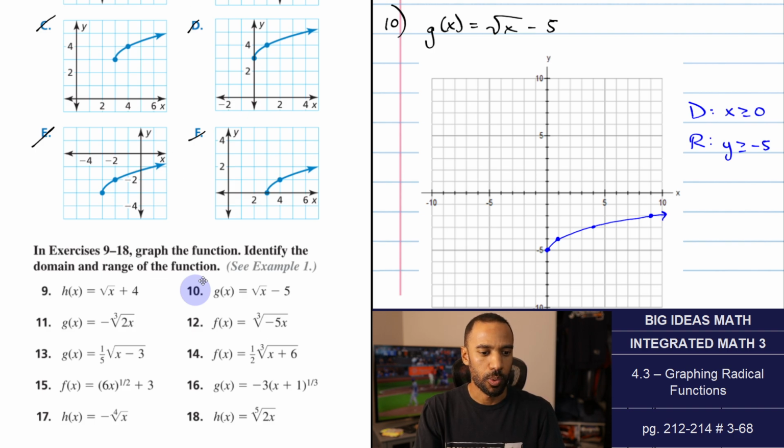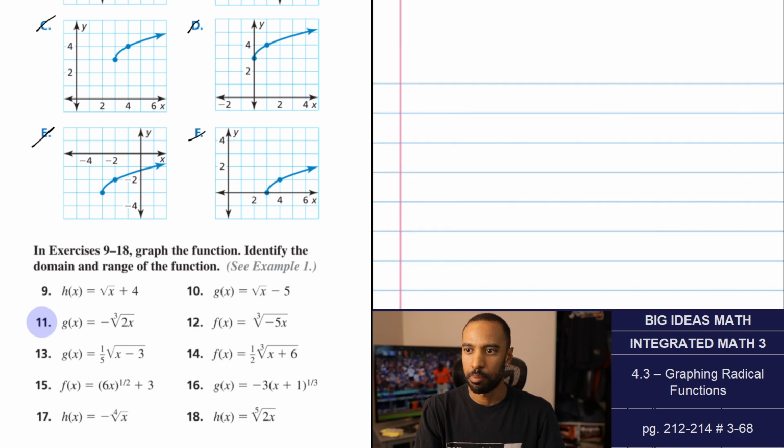Okay, numbers 11 and 12 are cube root graphs this time. So number 11 has a couple changes applied to it.